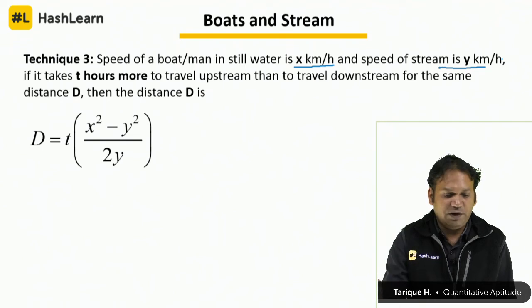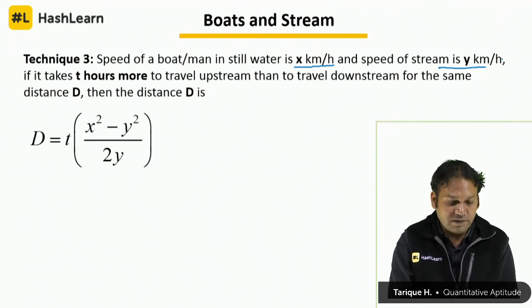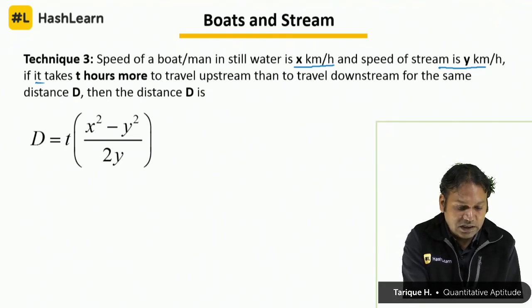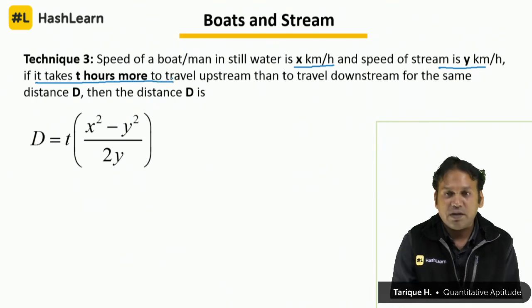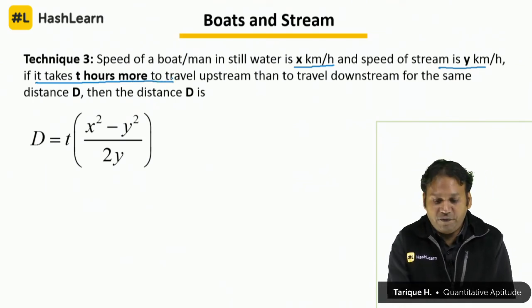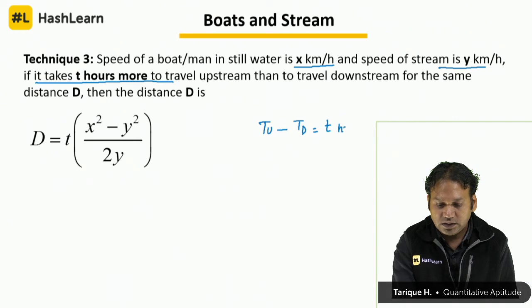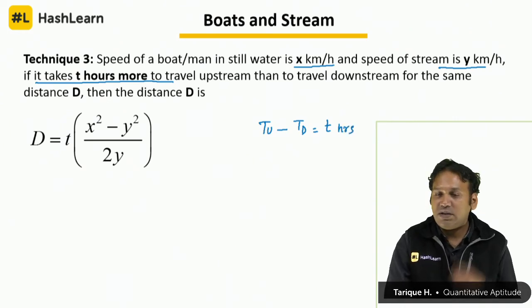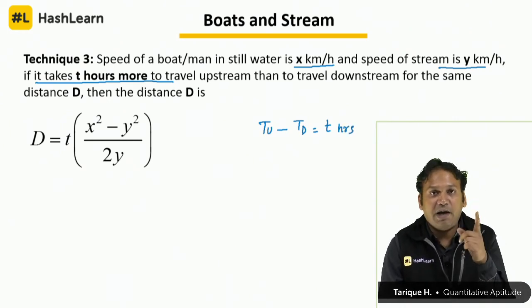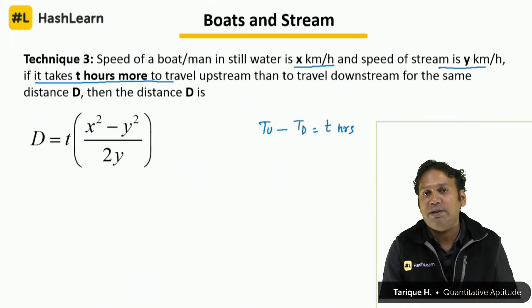Speed of stream is given to you, y is given to you, but what is given to you? It takes t hours more. The difference between time upstream and time downstream is given to you as t hours. So, what is t hours here? The difference between time upstream and time downstream.